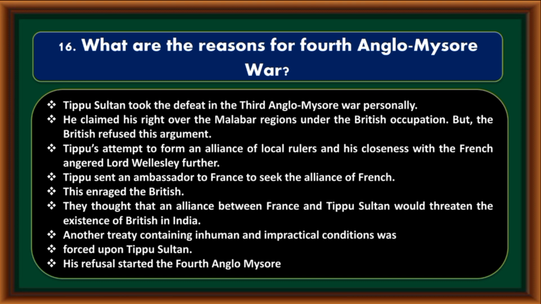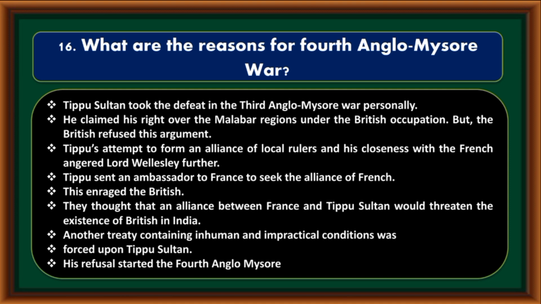What are the reasons for the 4th Anglo-Mysore War? Tipu Sultan took the defeat in the 3rd Anglo-Mysore War personally. He claimed his right over Malabar regions under the British occupation, but the British refused this argument. Tipu's attempt to form an alliance of local rulers and his closeness with the French angered Lord Wellesley further. Tipu sent an ambassador to France to seek the alliance of the French.